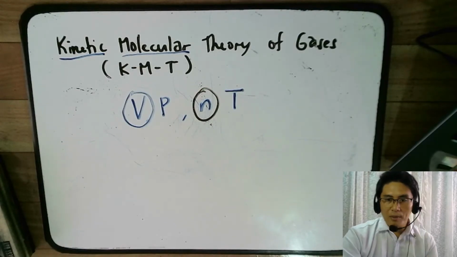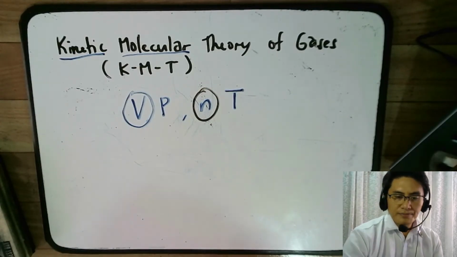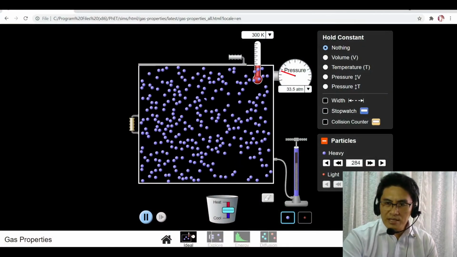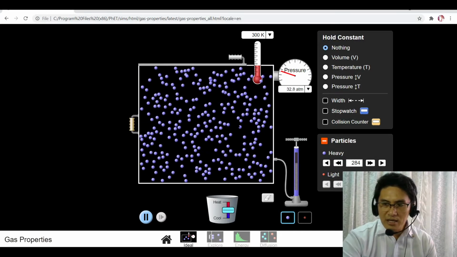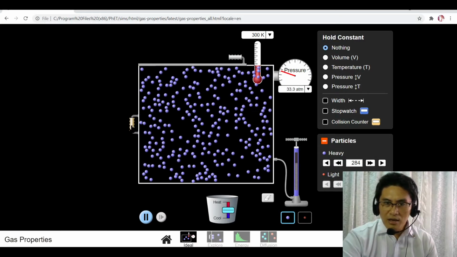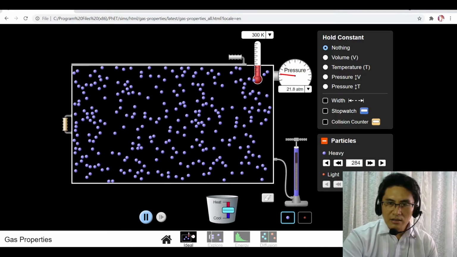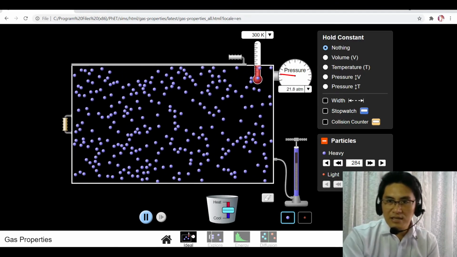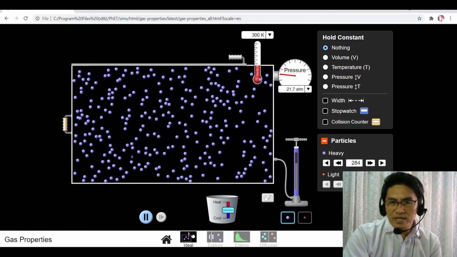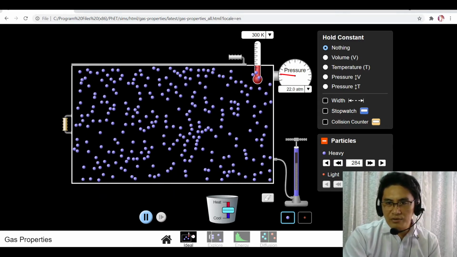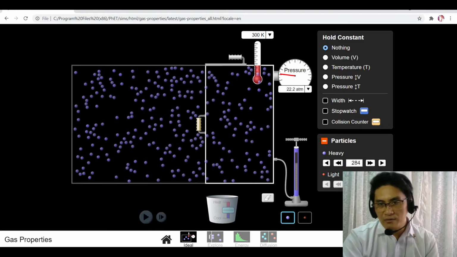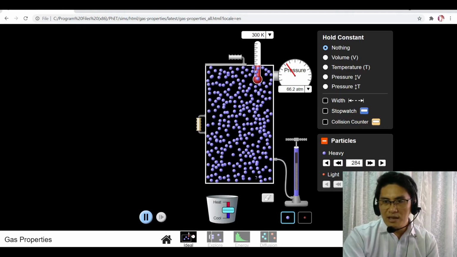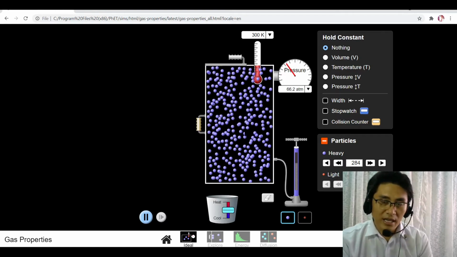So if we go back to our animation here, if you notice, this is the amount of space that the particles can move in, can occupy. If we increase the volume like that, the gas simply occupies the additional space. So if this is the space inside the container, that's also the volume of the gas. If we compress the volume into a small space, guess what? All the gas particles will be occupying the same small space.